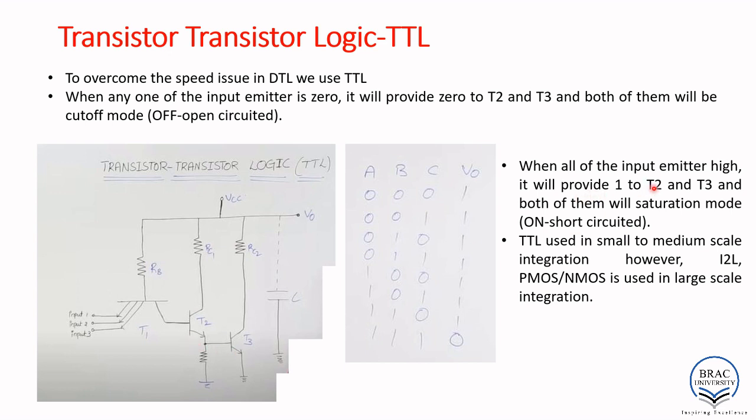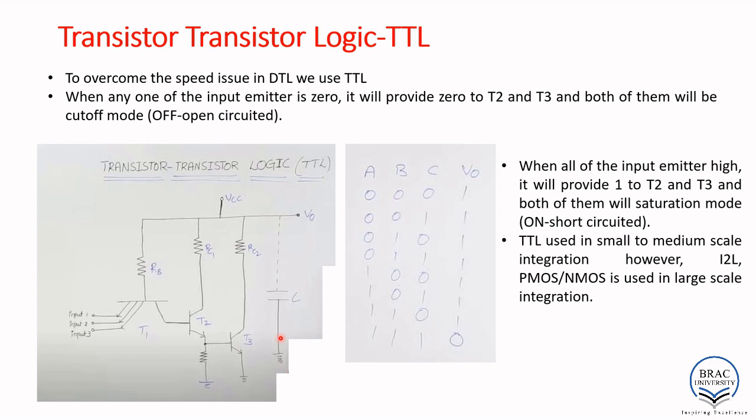When all of the input emitters are high, it will provide 1 to T2 and T3. So if all of them are high, then it will provide 1 to T2 and 1 to T3, which means transistors T2 and T3 will both be in saturation mode. In saturation mode, they will be shorted. So this one will be shorted, this one will be shorted. That means T2 and T3 will be on.